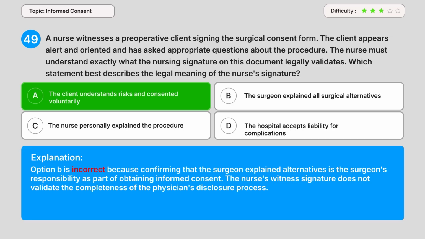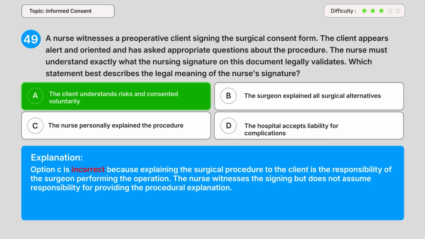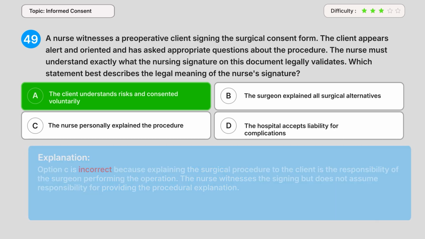Option B is incorrect because confirming that the surgeon explained alternatives is the surgeon's responsibility as part of obtaining informed consent. The nurse's witness signature does not validate the completeness of the physician's disclosure process. Option C is incorrect because explaining the surgical procedure to the client is the responsibility of the surgeon performing the operation. The nurse witnesses the signing but does not assume responsibility for providing the procedural explanation.